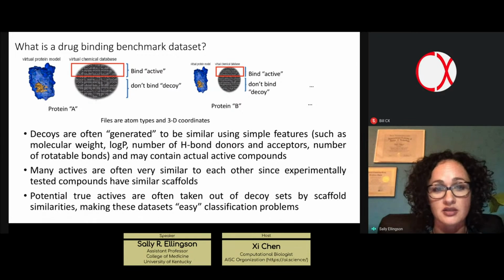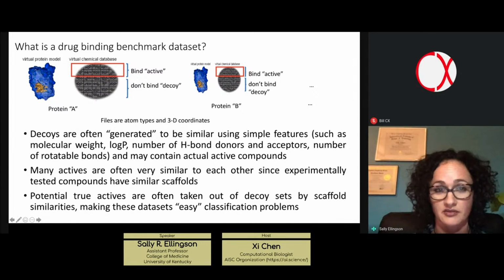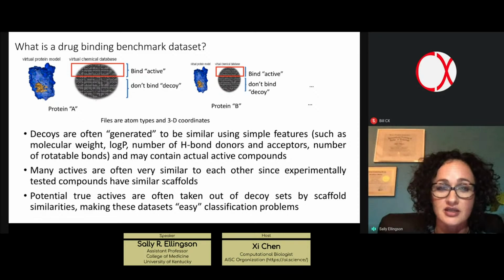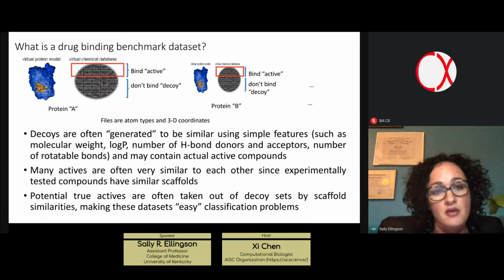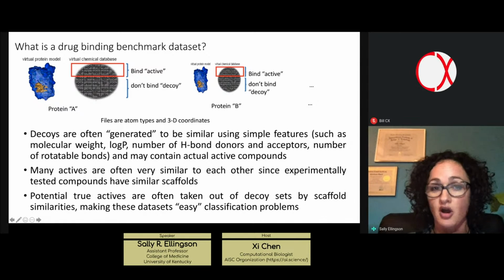What happens when these data sets are built is that the decoy sets, the non-binding ones, are not usually all experimentally verified. Sometimes they are, but to really mimic a large screen, these data sets were built to have a very large number of decoys, so most of them were generated. They were generated to be similar to the active ones by using simple features like molecular weight and the number of hydrogen bond donors and acceptors, just because they wanted to make them not easy to classify. And then the actives are generally all experimentally verified from things that were actually done in the lab.